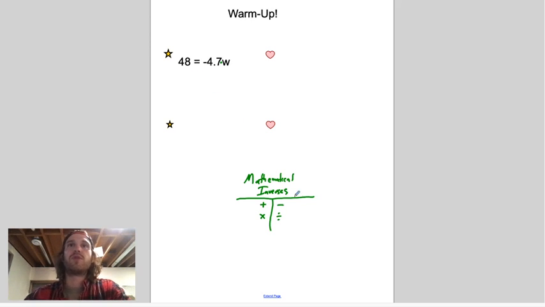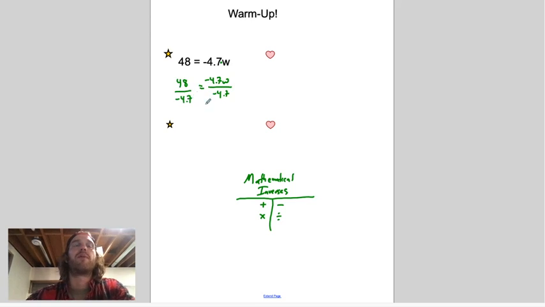We also need to know that if these two things are equal, and I treat both sides equally, both sides should remain equal. So as long as you do something to one side, you must do it to the other side. Inverse operations undo each other. We're going to undo multiplication with division. I'm going to divide both sides of the equation by negative 4.7.